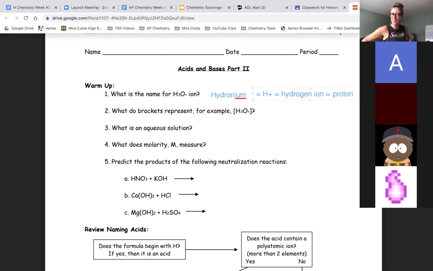And you might think, well, why a proton and a hydrogen and a hydronium? How are those all the same thing? Let me grab my whiteboard and I'll show you.